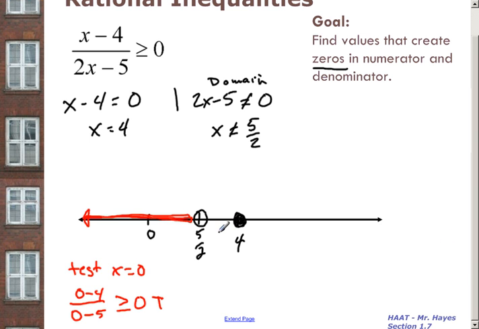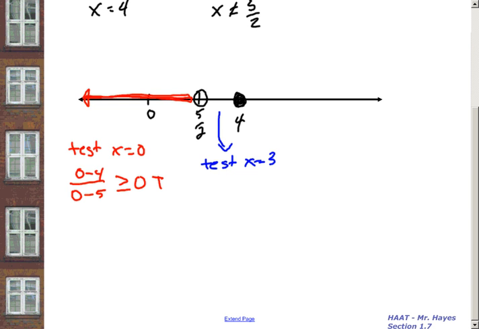We're going to test 3, because that's between. You can pick any number, but integers are a little bit easier for most of these. So then we go 3 minus 4 over 3 minus 5. Is that going to be bigger than 0? Excuse me, that should be 6 minus 5, I forgot that's doubled. Is that going to be bigger than 0? The answer is false. You have a negative over positive.